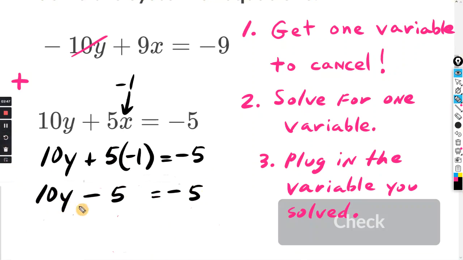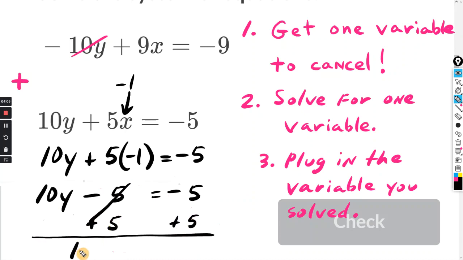We want letters on one side and numbers on the other. The opposite of negative 5 is positive 5. So I'm going to do that to both sides of the equal sign. Positive 5 on both. 5 minus 5 cancels. And we're left with 10y equals negative 5 plus 5, which is just 0. We can see already it's going to be 0, but just for completeness here we have y times 10. The opposite of times 10 is divided by 10. And 10 over 10 cancels, and 0 over 10 is just 0. So y equals 0.